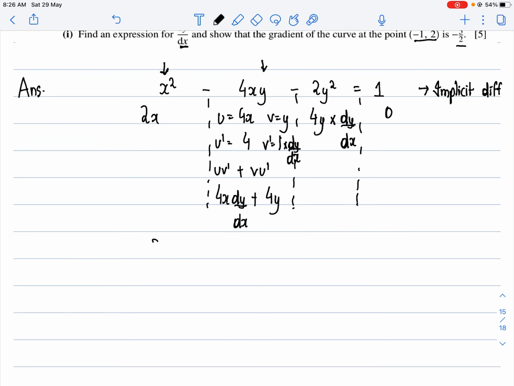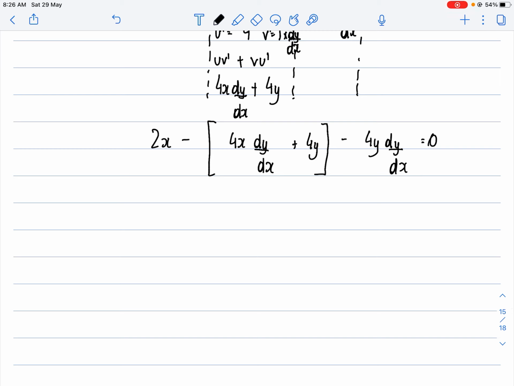So now I can write this as 2x minus 4x dy by dx plus 4y minus 4y dy by dx equals 0. Got it? So now I can write this as 2x minus 4x dy by dx, plus 4y, minus 4y dy by dx.